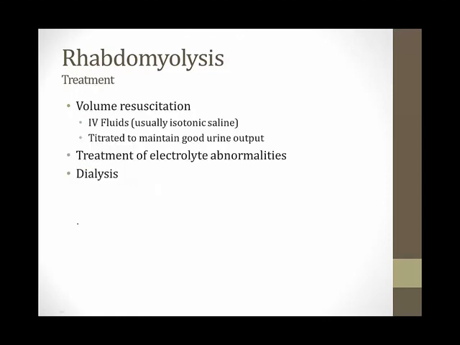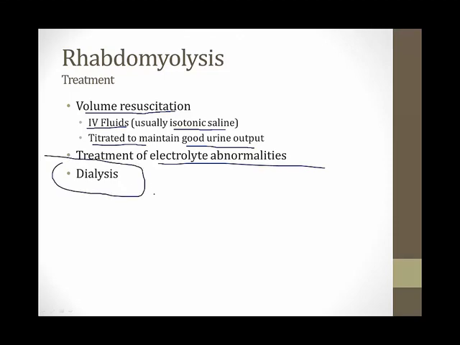Once you understand that volume depletion is part of the pathophysiology of rhabdomyolysis, it's easy to remember that volume resuscitation is the mainstay of therapy. IV fluids are administered, usually isotonic saline, and they are titrated to maintain a good urine output. Any electrolyte abnormalities that develop must be treated, and then finally, if the rhabdomyolysis is severe, dialysis is sometimes required.